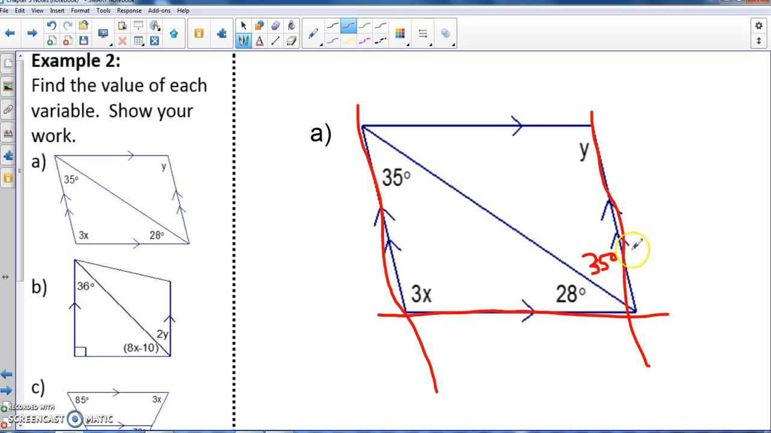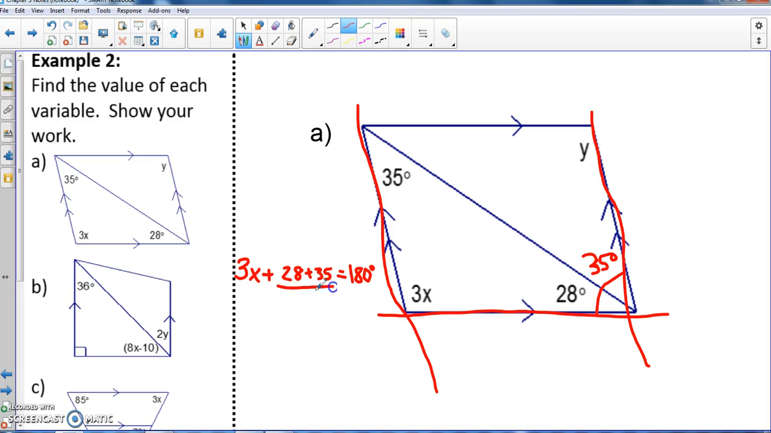Notice this 3x, and this whole angle right here is in between these two lines, so it's one of the interior types. And notice they're on the same side of the transversal. They're not diagonal. These would be alternate interiors here and here, but these are on the same side of the transversal, so these are your same side interior angles or consecutive interior angles. And what do we know about consecutive interior angles? We know they're supplementary. So I'm going to do 3x plus this whole angle here, which is the 28 and the 35. This one whole angle and this 3x have to equal 180 degrees.